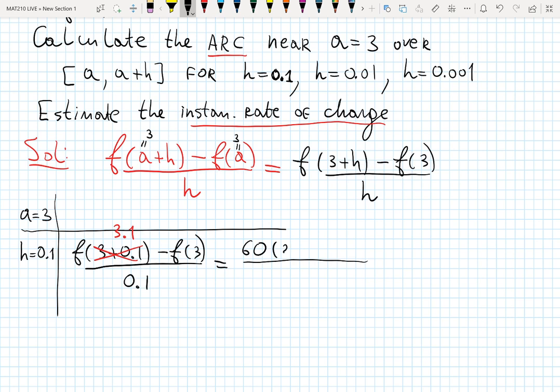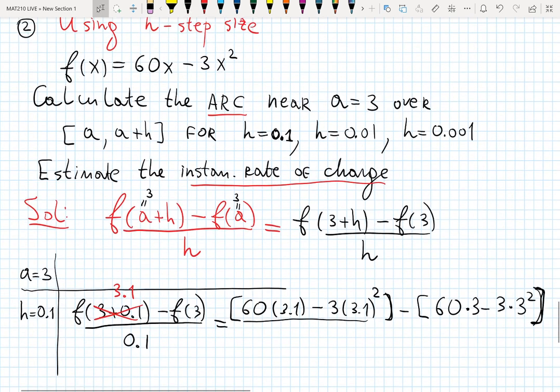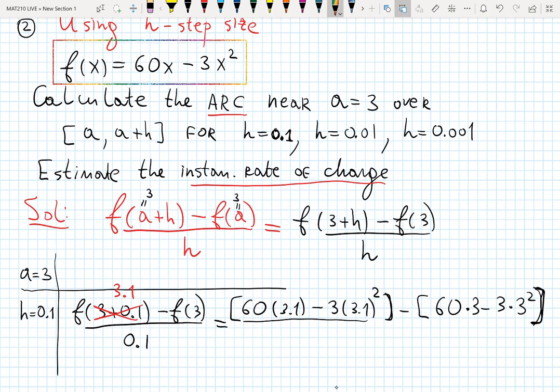To be faster, plug 3.1 into your function, and it becomes 60 times 3.1 minus 3 times 3.1 squared. That's the first part. Minus, put brackets, not to make a mistake, and then your original function at 3, which is 60 times 3 minus 3 times 3 squared. Do you know where I'm plugging everything? I'm plugging everything into this colorful rainbow box over here. So I'm plugging here first 3.1, and then I'm plugging 3 everywhere.